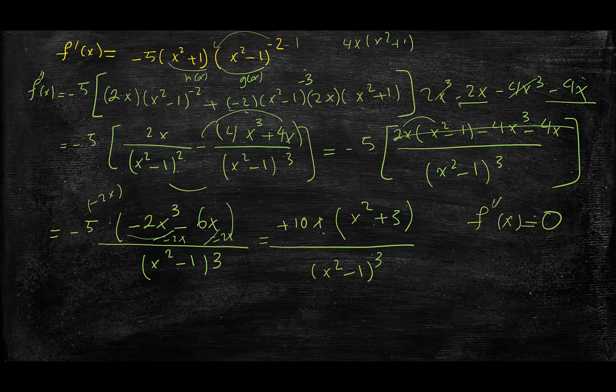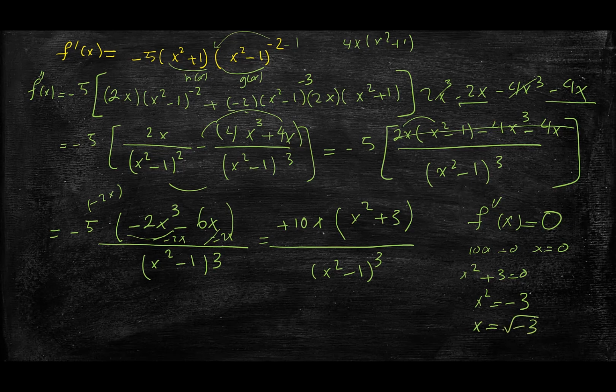Now what I need to do is to put this equal to 0 in order to find my concavities. Now, when I do that, I get the numerator equal to 0, so I have 10x equal to 0, so x is 0. And I also have x squared plus 3 equal to 0. So I have x squared equals negative 3.